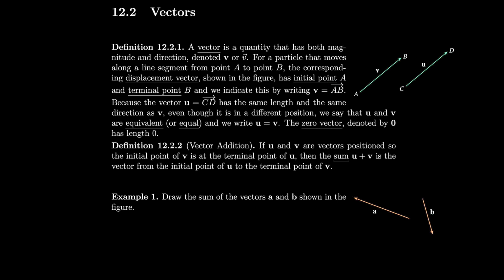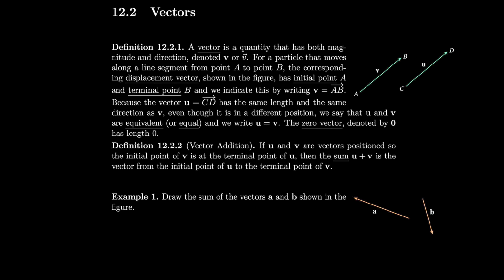So because the vector u equals CD has the same length and same direction as v, even though it's in a different position, we see that u and v are equivalent, and we write u equals v. So it doesn't matter where you put a vector. I can put a vector anywhere, and it's an identical vector as long as it has an identical length and an identical direction. It has no fixed position, unlike points. The zero vector, denoted by a bold 0, has length 0.